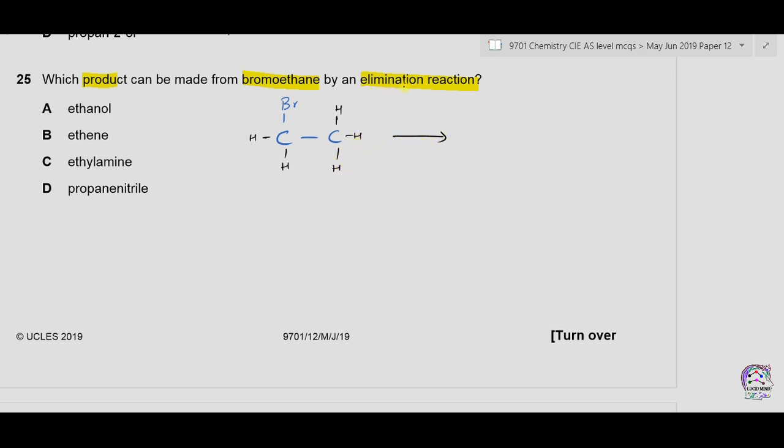Now elimination means the removal of a molecule. In this case, bromine is removed from one carbon atom and hydrogen is removed from the adjacent carbon atom, and a double bond is formed instead of a single bond. So the product will have a carbon-carbon double bond along with the removal of HBr. So we can see an alkene is formed from bromoethane, and this alkene is a 2-carbon alkene, so it is ethene. So the correct option is B.